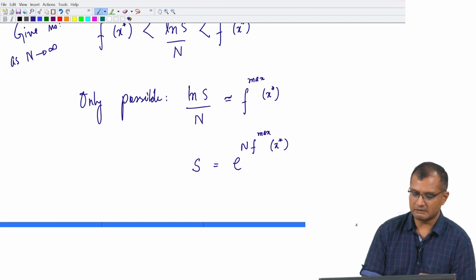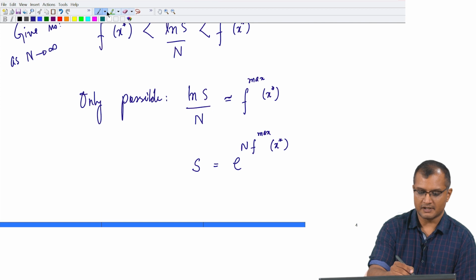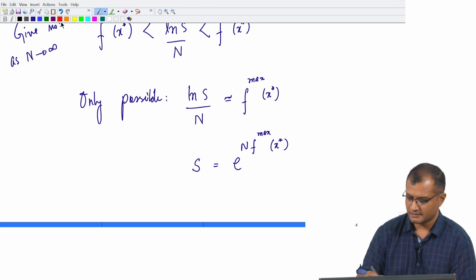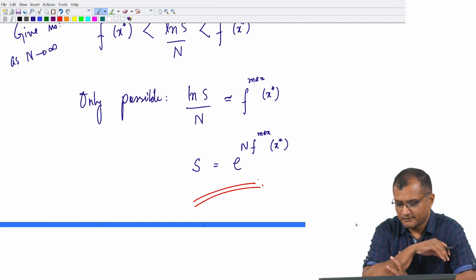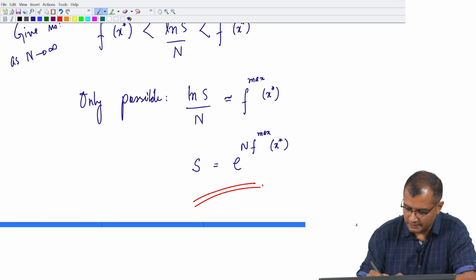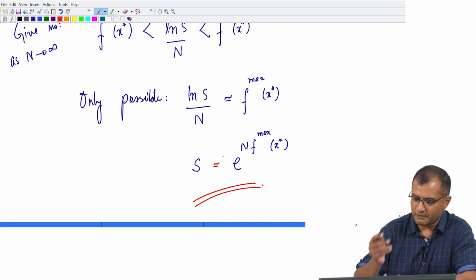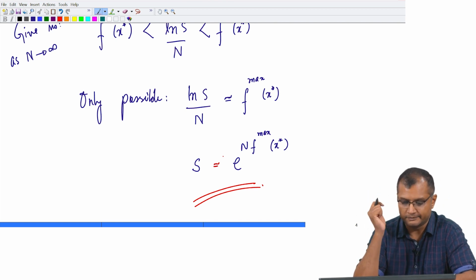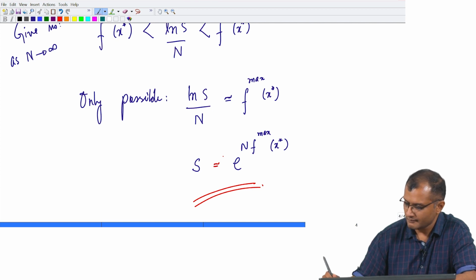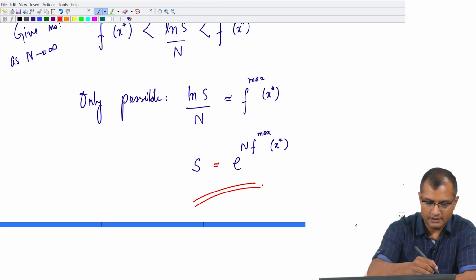So, that completes our saddle point discussion. This is a very important equality or approximation that we can use in the limit of large n.